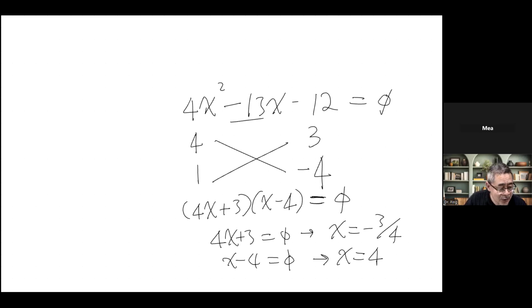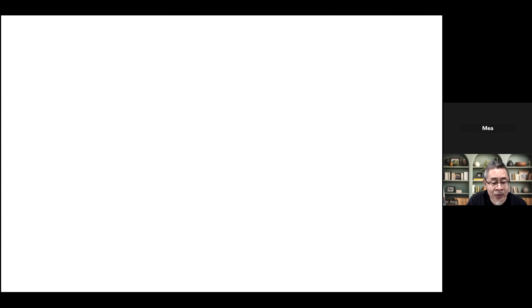All right, so let's try one just a little bit harder, but the same process. 6x squared plus 5x minus 6 equal to 0, okay?